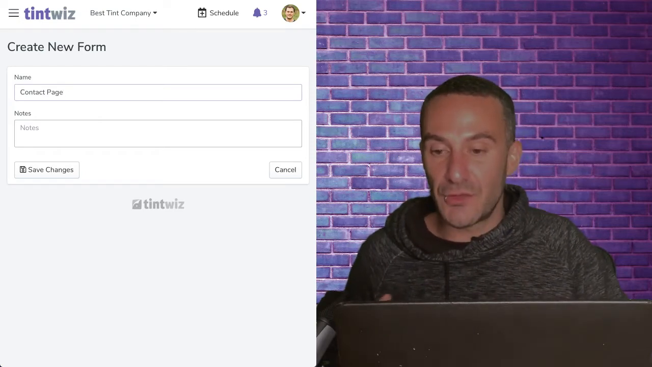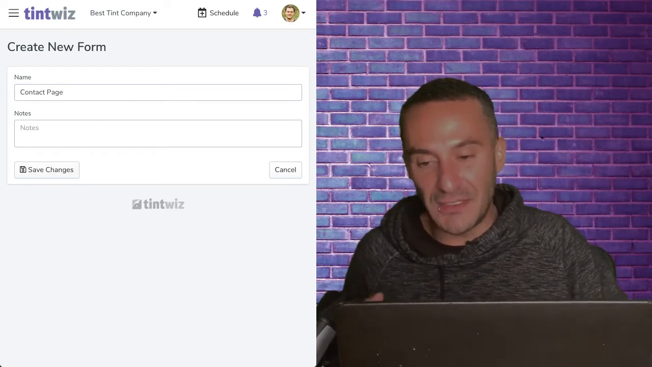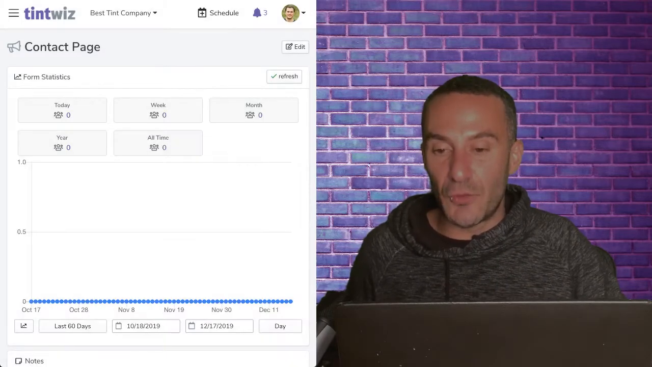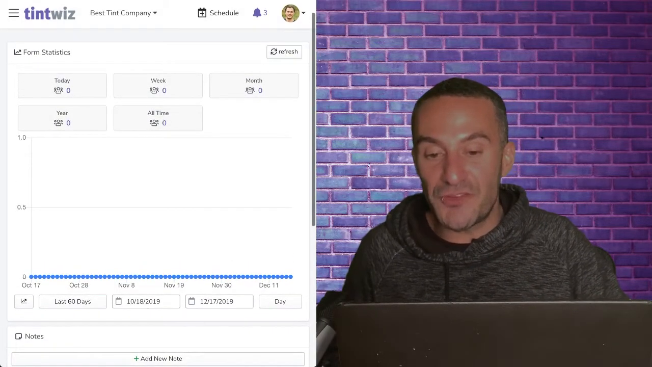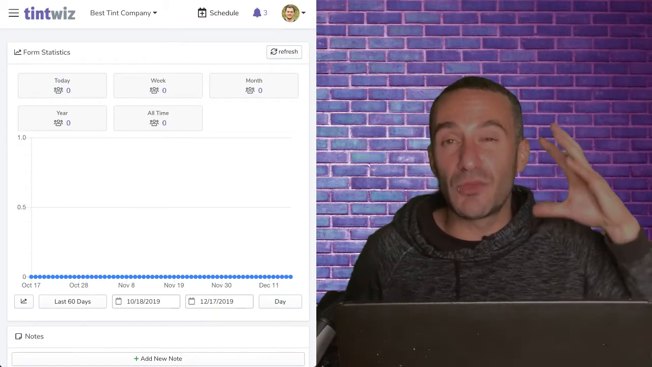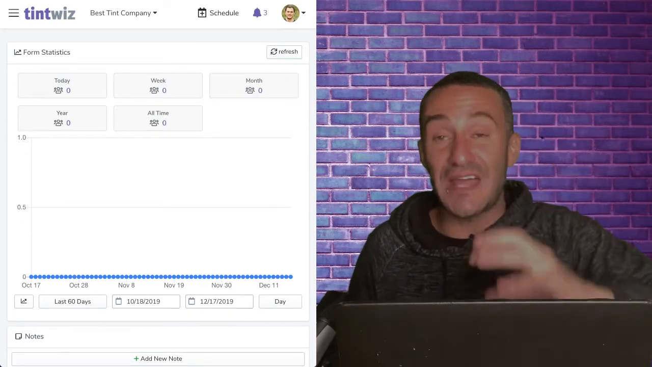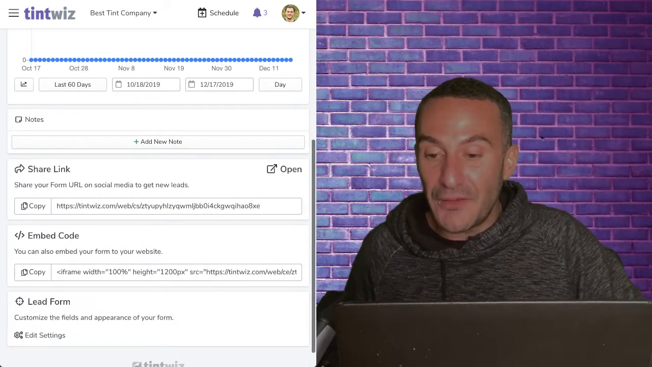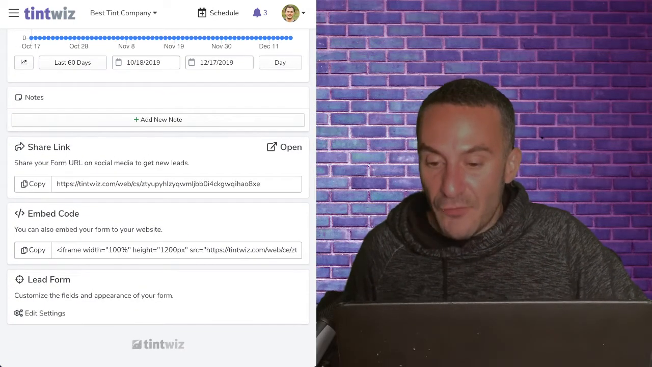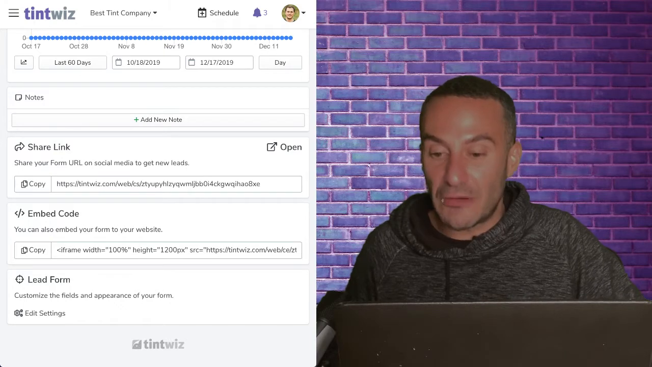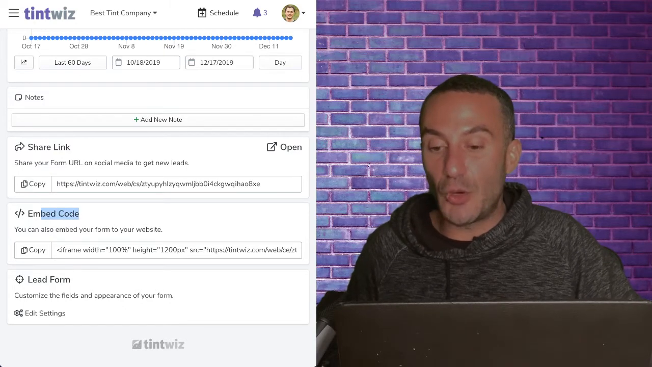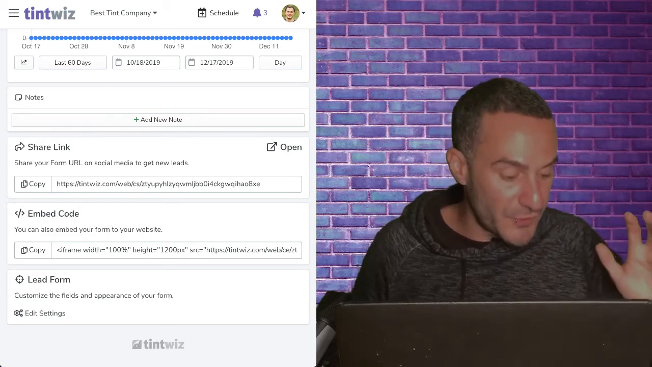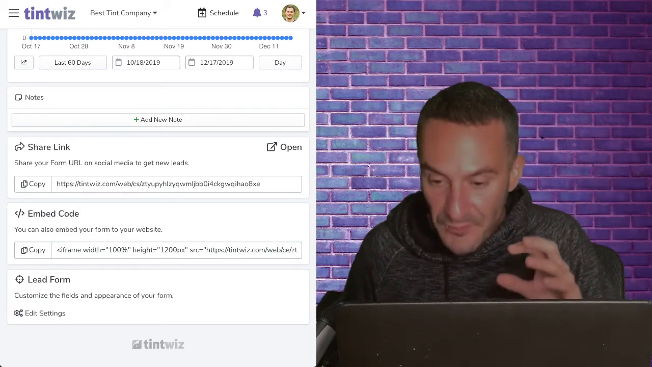And watch this. I name a contact form. I don't need any notes in here. I hit save. What I've just created here is the lead form. Now what I have first and foremost are the stats. These lead forms come with tracking, so you're going to be able to see the stats of the leads that come in, currently, past, and so on. Below that, you're going to see the share link area, the embedded code area, and the lead form customization area. I want to go through these things one at a time and show you how simple it is.